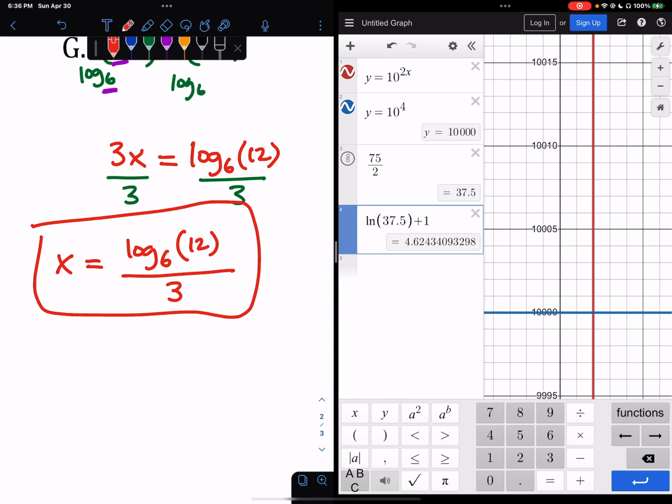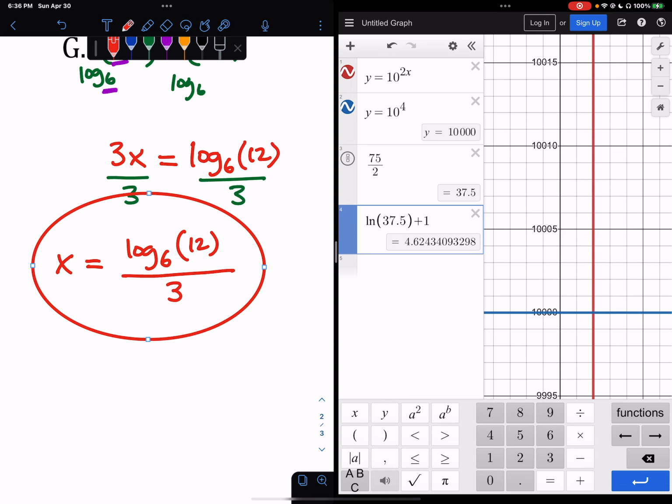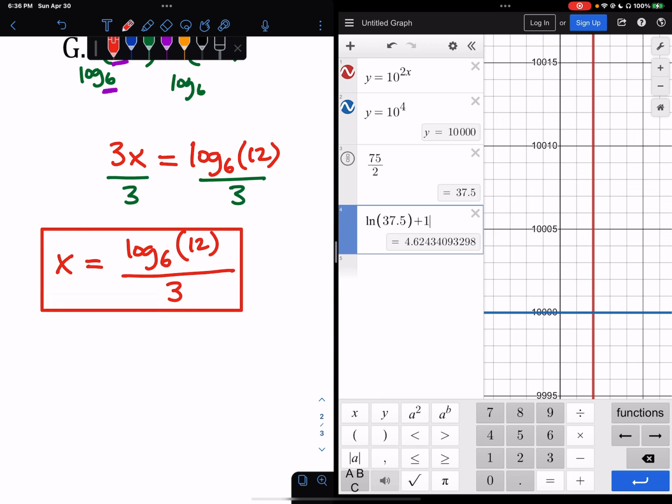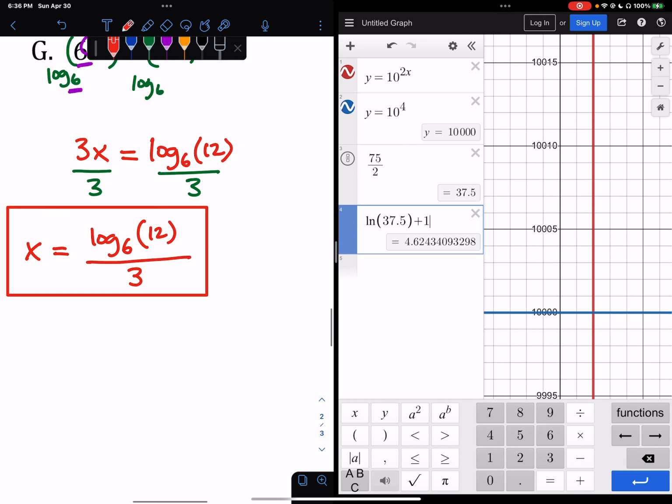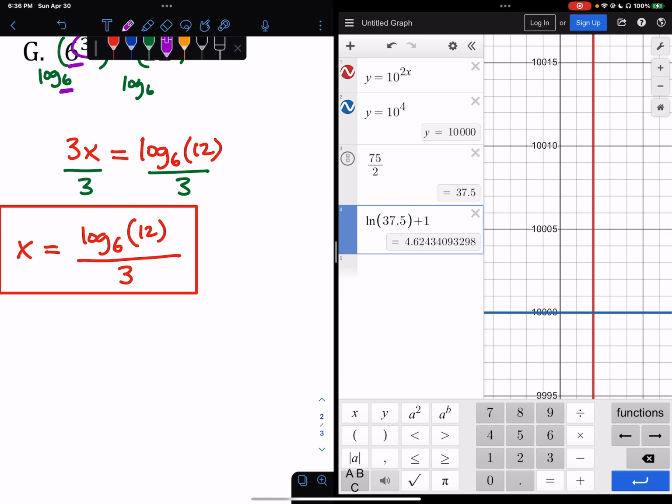And now one thing to remember is that, depending on your calculator limitations, we might not be able to use log base 6. So it's also good to know that log base 6 of 12 is the same as log of 12 over log of 6. That's using our base change formula. We're going to change that to base 10, and then our 12 is going to go up top. Our base 6 is going to go on bottom. And so we may need to use that instead.